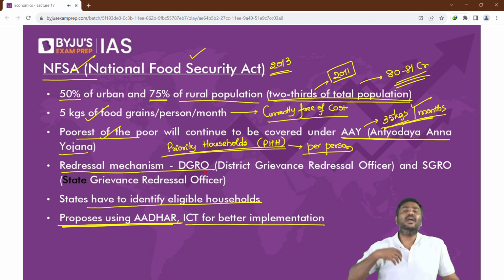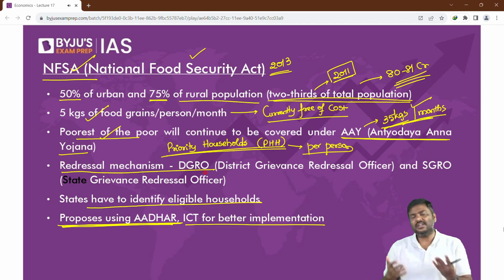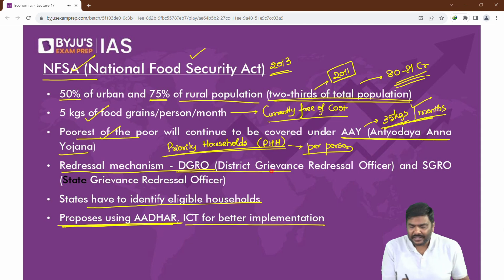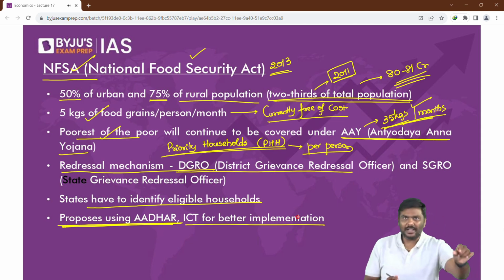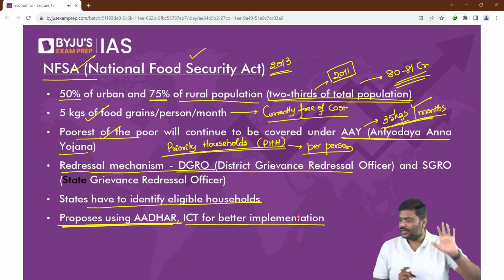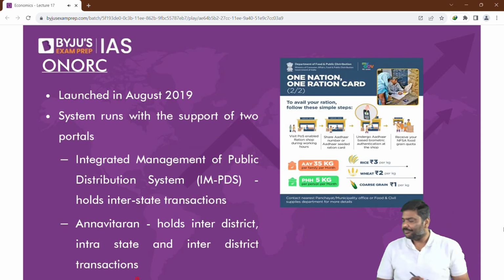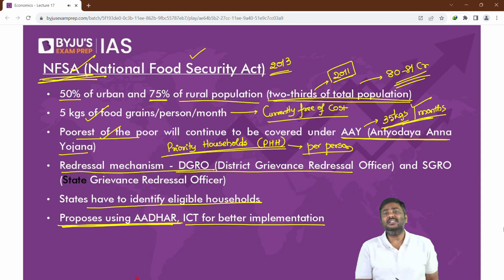Apart from this, there is a grievance redressal mechanism. Grievance redressal means if you have any kind of complaint, if you are unhappy with certain services provided by the ration agency, etc., there is a grievance redressal mechanism at the state level and the district level. Officers are appointed, and you can file complaints with these authorities. That is basically the concept of NFSA, the National Food Security Act.